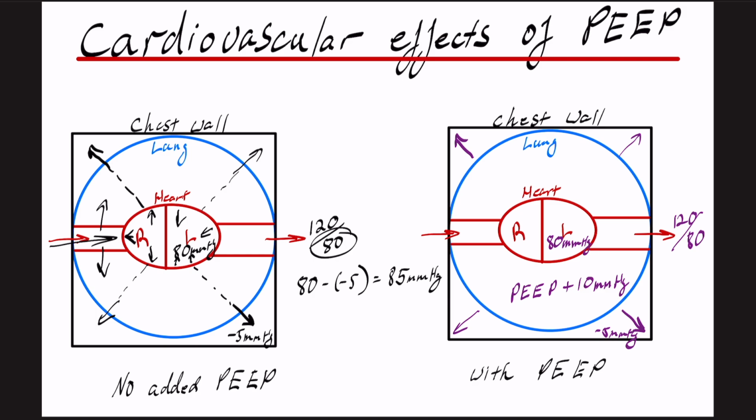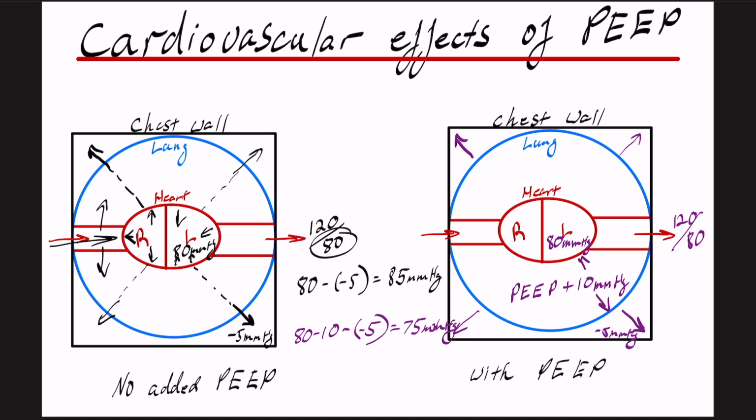So the PEEP is now within the lungs and it's pushing outwards. So it's pushing out against that negative 5 millimeters of mercury, and it's also pushing inwards against the left ventricle. So again, remember, we've got to do whatever's in the left ventricle, the pressure, minus whatever's outside. So it becomes 80 minus 10, which is 70, minus 5. So because it's minus the negative number, it becomes positive, which is 75 millimeters of mercury now, because it's 80 minus 10, which is 70, plus 5, 75 millimeters of mercury.